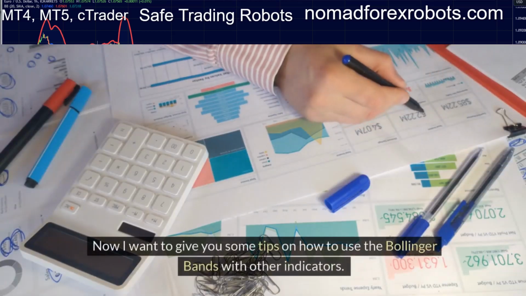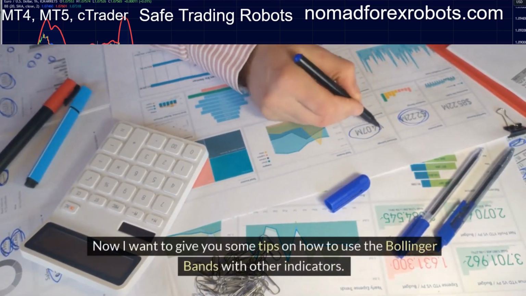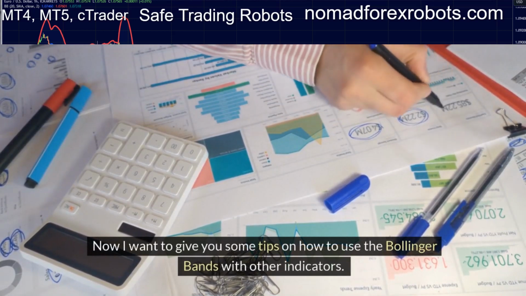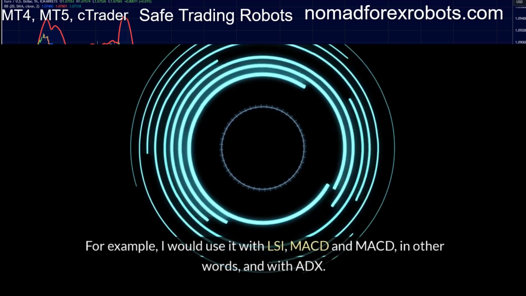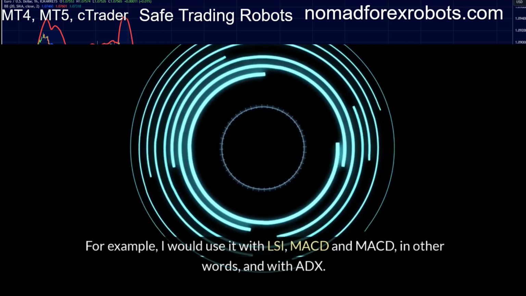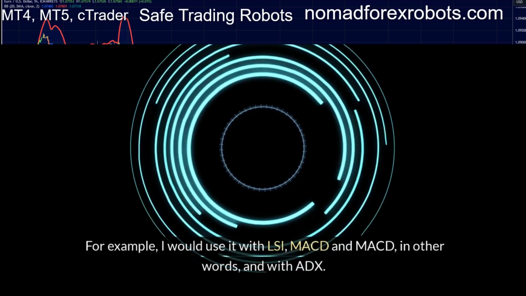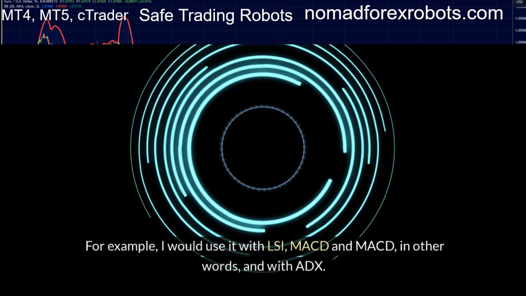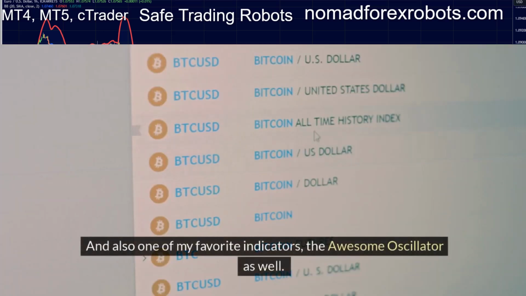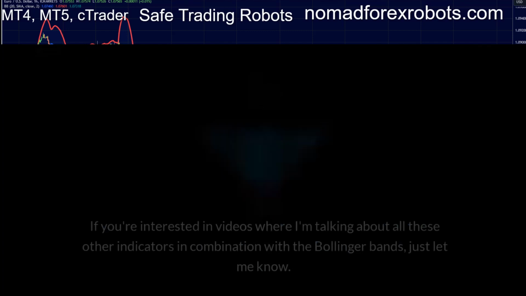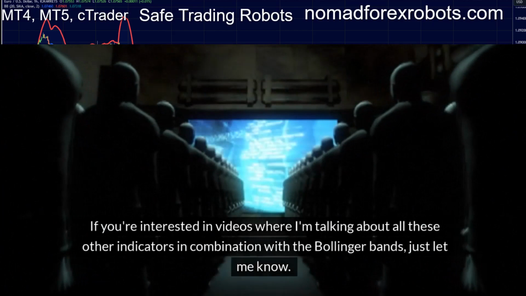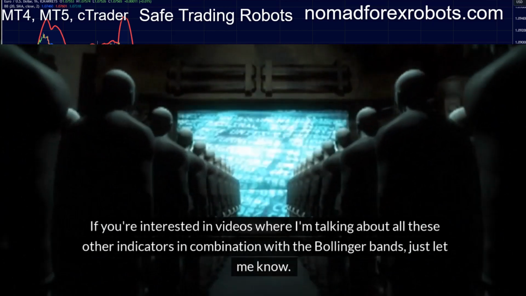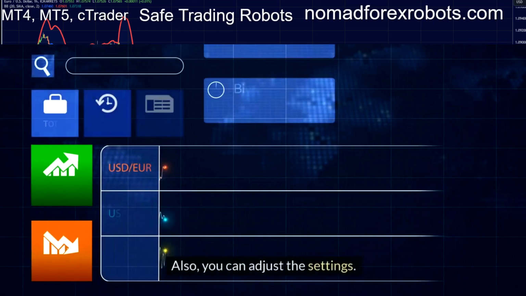Now, I want to give you some tips on how to use the Bollinger Bands with other indicators. For example, I would use it with RSI, MACD, and with ADX, and also one of my favorite indicators, the awesome oscillator as well. If you are interested in videos where I'm talking about all these other indicators in combination with the Bollinger Bands, just let me know. Also, you can adjust the settings.